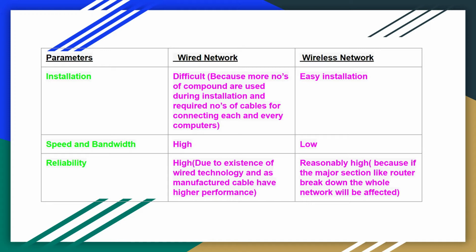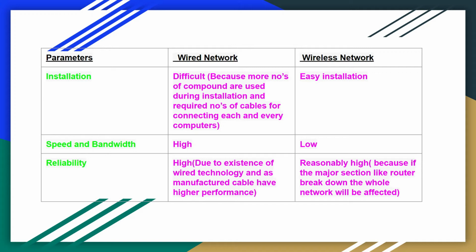Now the third parameter is reliability. Reliability means trust. If I talk about wired network, the reliability is high, and if I talk about wireless network, the reliability is reasonably high. Wired networks have high reliability due to the existence of wired technology, and manufactured cables have higher performance. We connect our systems with the help of cables, so nobody can interrupt this and nobody can steal the data.